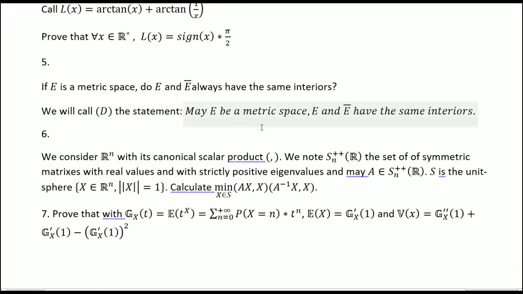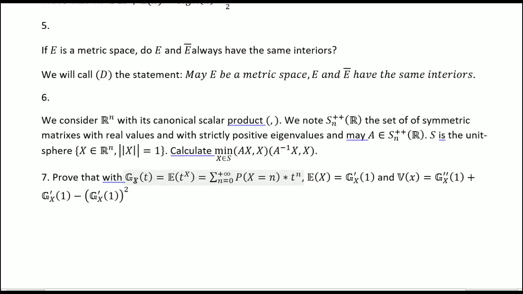Today I'm going to talk about number 7. So we have g of x of t, a function that is called the fonction génératrice in French. I don't know how it's called in English though. It's equal to the expectation of t to the power x, with x being a random real variable. So that's the definition of the fonction génératrice.